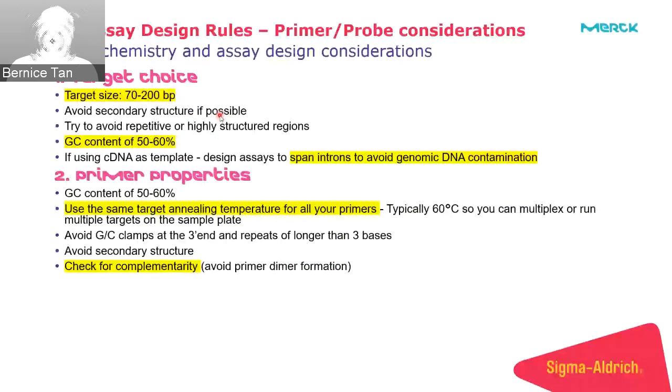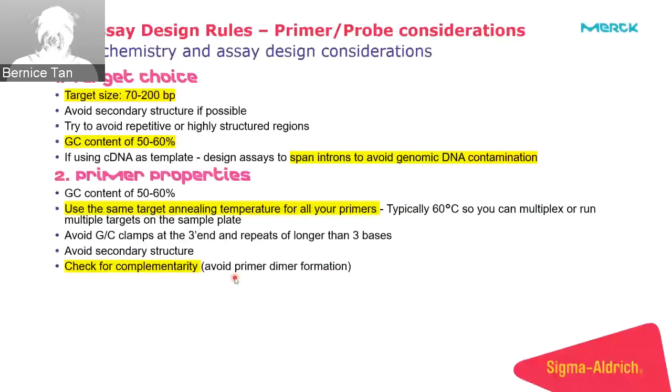And if you're working with gene expression, you want to design your assays to span introns to avoid picking up genomic DNA contamination. With primer properties, you also want to think about designing all your primers to have the same annealing temperature, so typically 60 degrees. So it allows you to analyze multiple targets on the same plate on the same run. You want to avoid GC clamps, avoid secondary structures, and also avoid primer dimer formation.